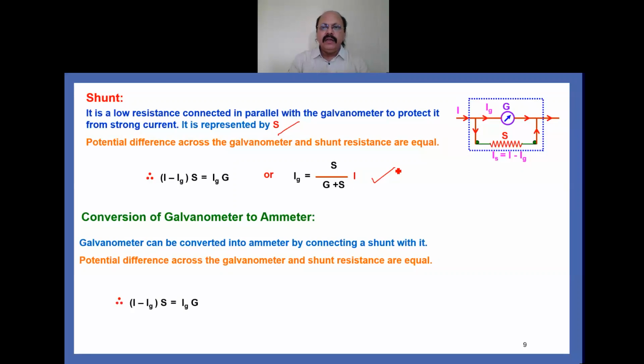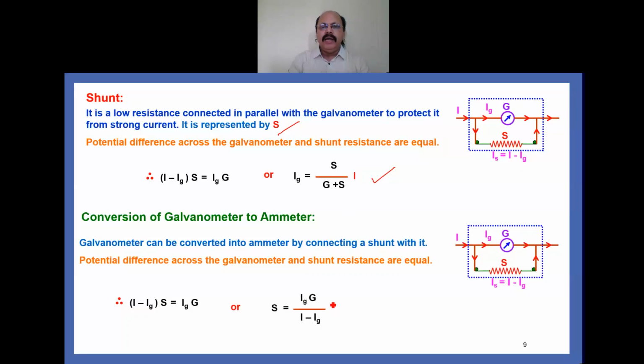Then you can see here, in the same diagram, the potential difference across the galvanometer is equal to the potential difference across the shunt. So that's why (I minus Ig) S equals Ig G, or we can say that S equals Ig G upon I minus Ig. So this much is the value of the shunt that, when connected with the galvanometer, converts it into an ammeter.